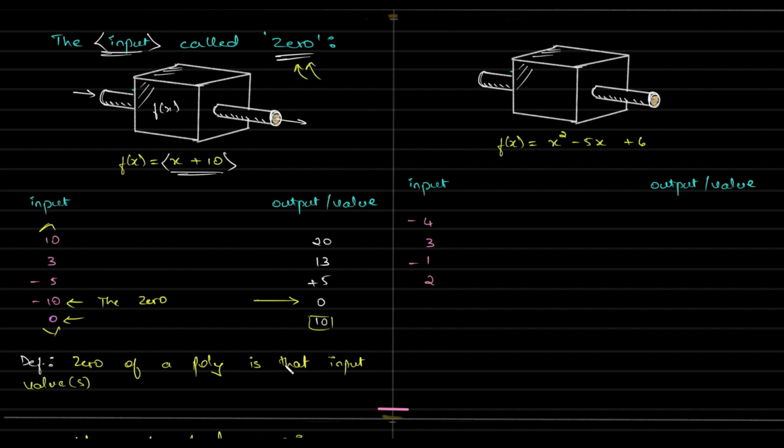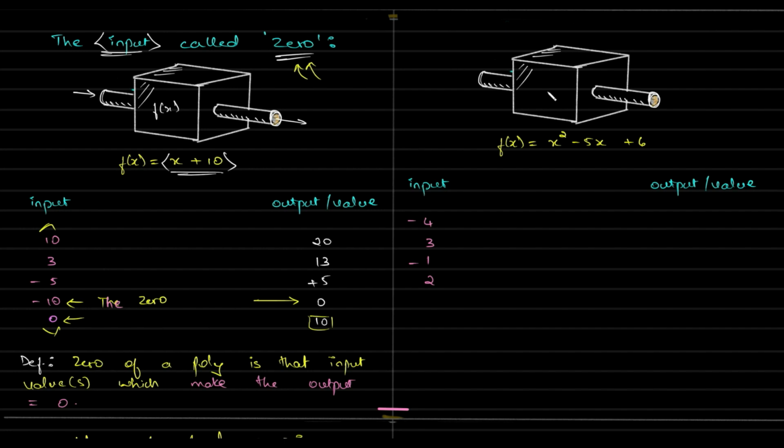The zero of a polynomial is that input value which, this is the important part, makes the output to be equal to 0. Okay, right? Sometimes yes, 0 itself can be the zero, numerical 0 can be the zero, but a lot of times 0 itself might not be the zero.